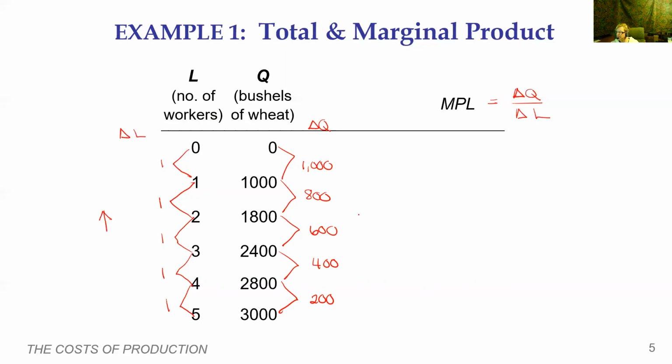Now you're probably seeing the pattern that as the labor goes up by 1 unit, the marginal product of labor decreases by 200. This is textbook land. It doesn't always work this nicely. So what we can do is simply divide 1,000 by 1. Our marginal product of labor is 1,000. 800 by 1, 800. 600. 400, and 200.